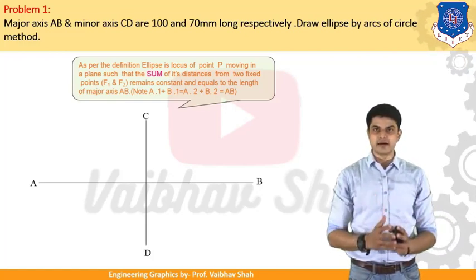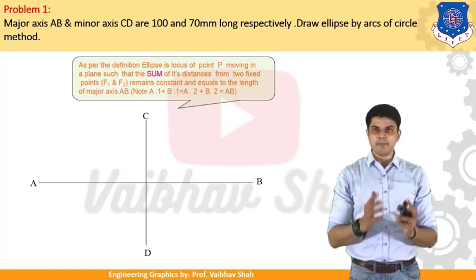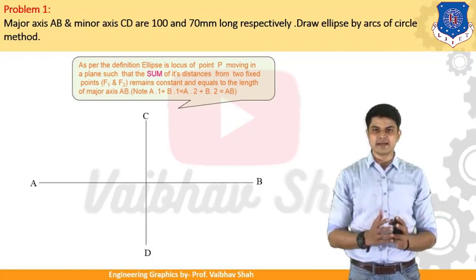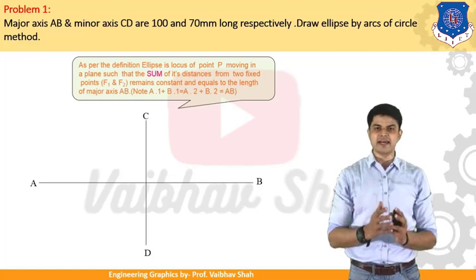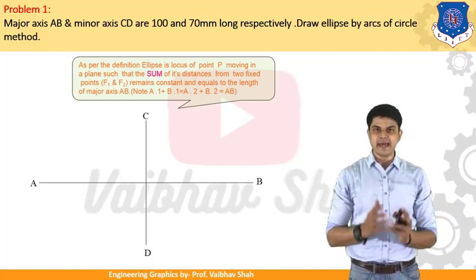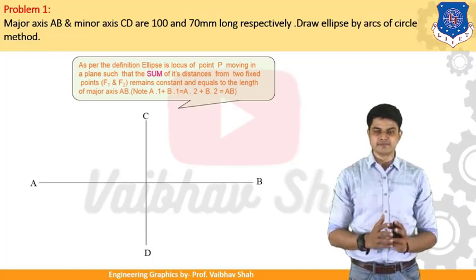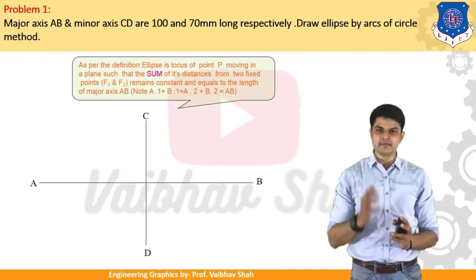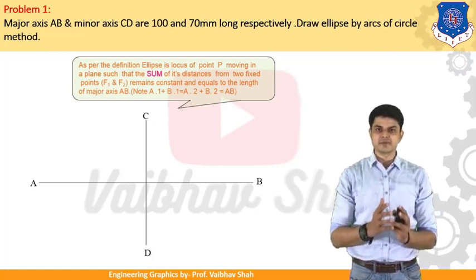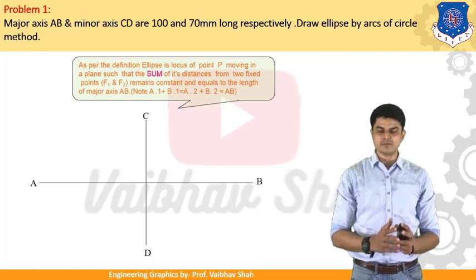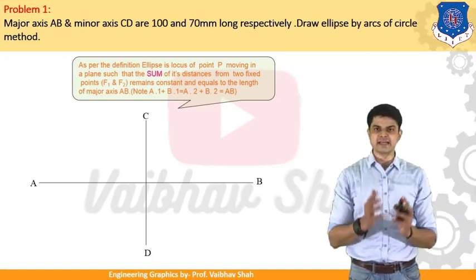So always remember, as per the definition, an ellipse is a locus of a point P moving in a plane such that the sum of its distances from two fixed points F1 and F2 remains constant, and that is equal to the major axis of an ellipse. So by using that phenomenon, let us draw the ellipse. What we will do is first find out F1 and F2. So let us take half of your major axis as your distance.